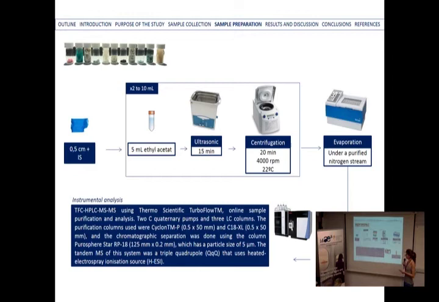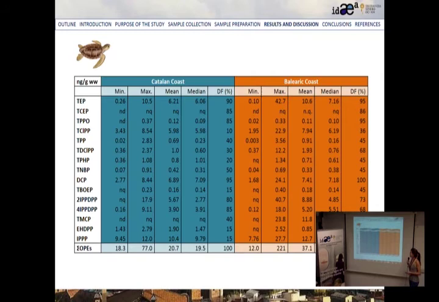Turning to the results and discussion, in this table we summarize the results for the turtles of the Catalan coast and the Balearic coast, and we see the minimum, maximum, mean, median, and detection frequency of the compounds. We can see that in both areas the minimum compound is TPP, and the maximum for the Catalan coast is 2-IPPDPP, and for the Balearic coast is TEP, with a value of 42.5 nanograms per gram wet weight.